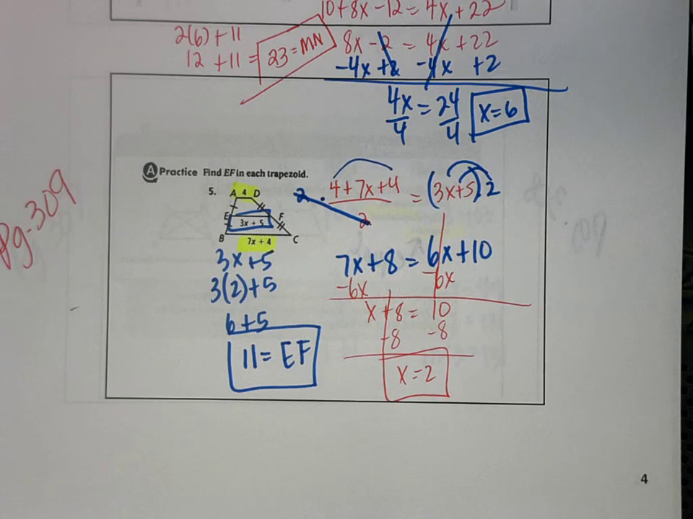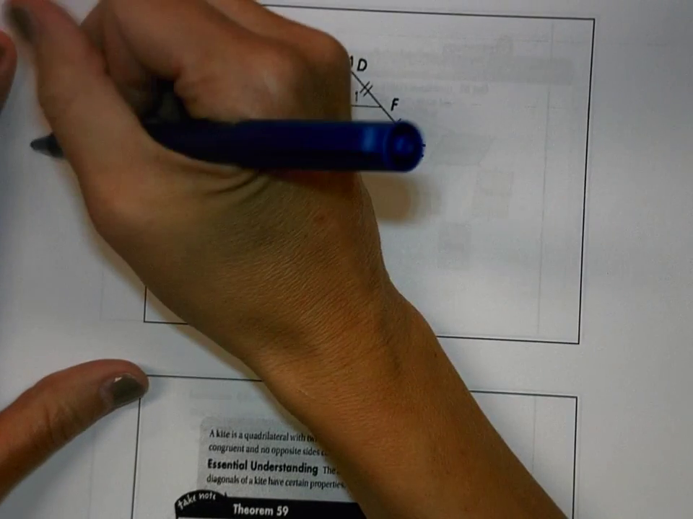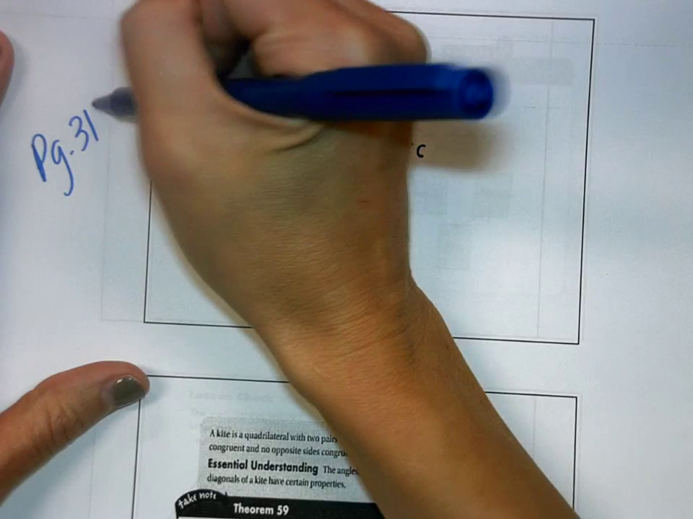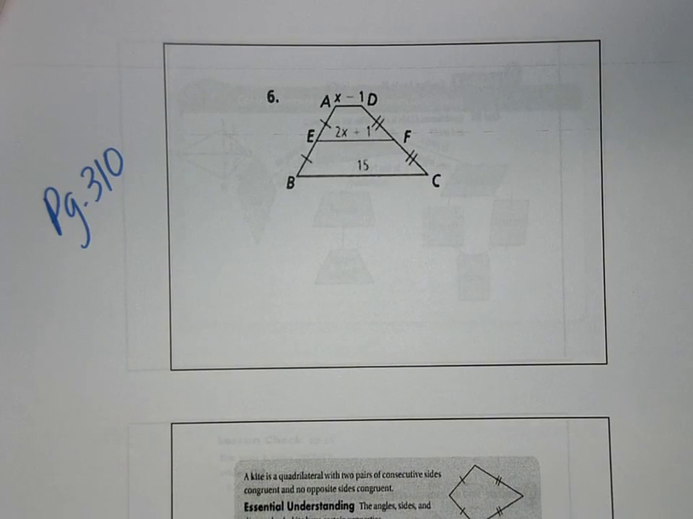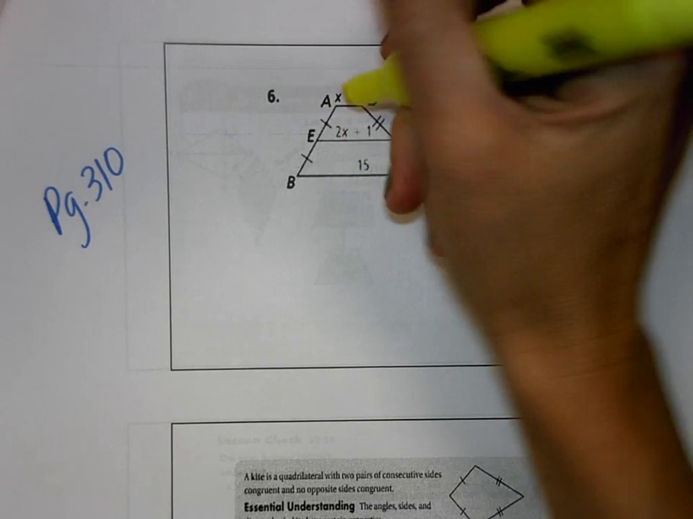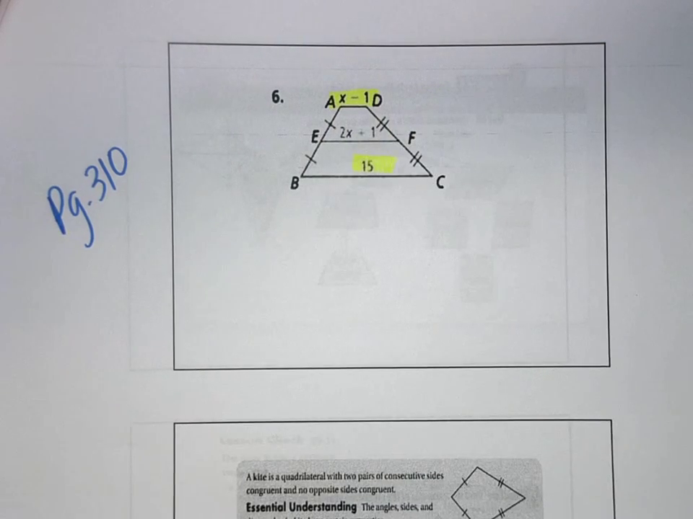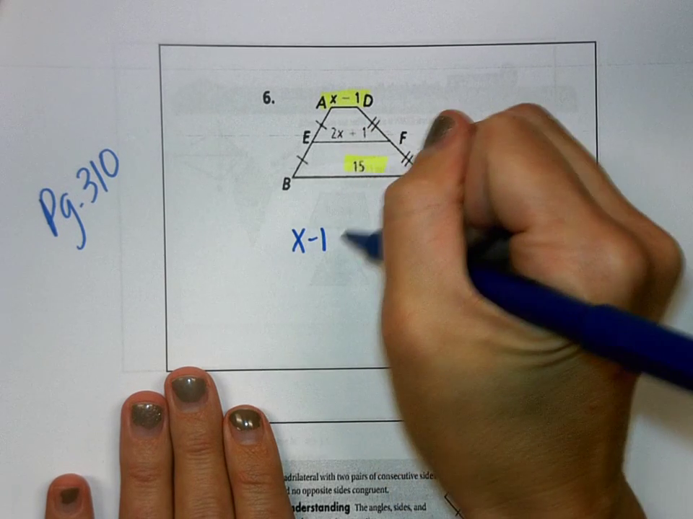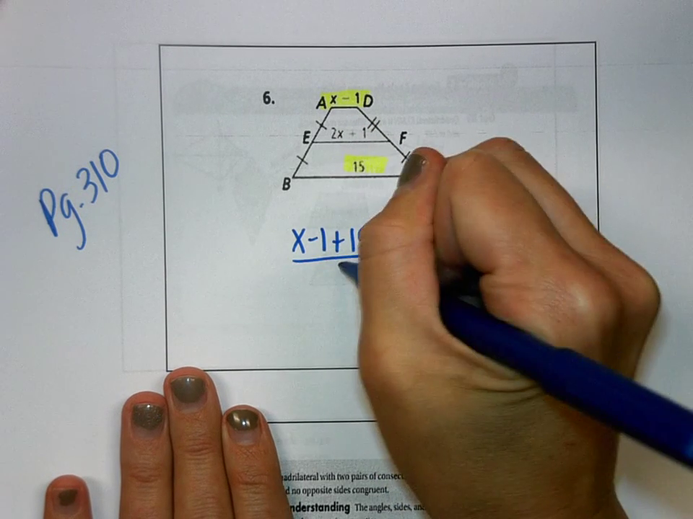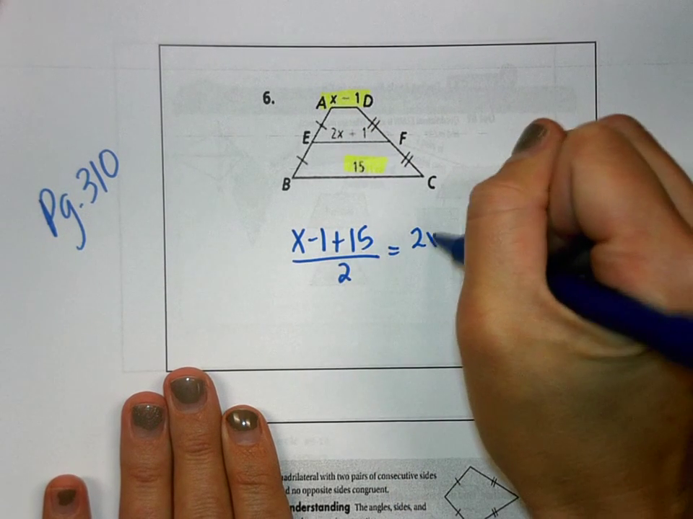All right, let's go ahead and move on to page 310. We're going to do one more example like this. And so again, we add our 2 bases and divide by 2. So we add the top and the bottom, divide by 2, and it equals our middle. So x minus 1 plus 15 divided by 2 equals 2x plus 1.